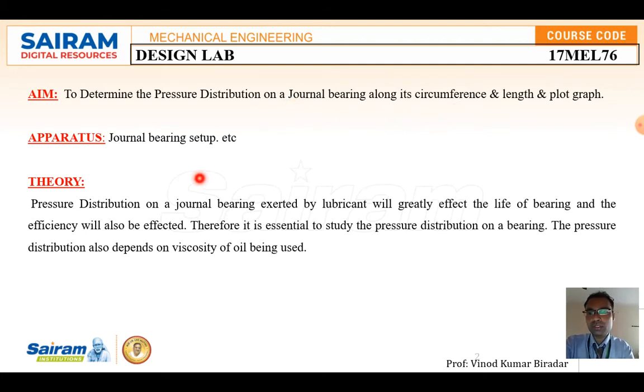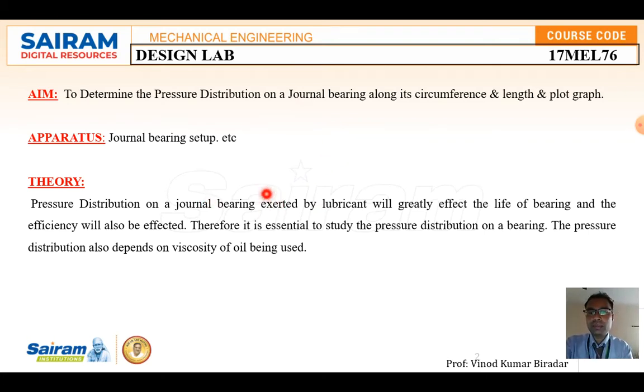The apparatus required is a journal bearing setup. On the journal bearing we are going to connect a total of 12 plus 4 pipes. 12 are connected along the circumference, that is radially, and 4 pipes are connected axially, which are the dummy pipes. You can also see this in the videos.